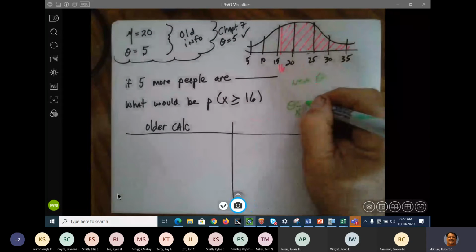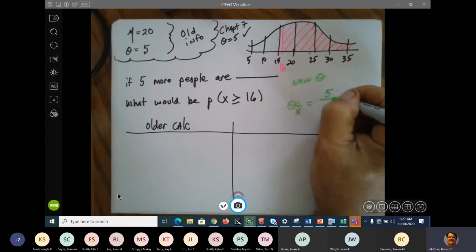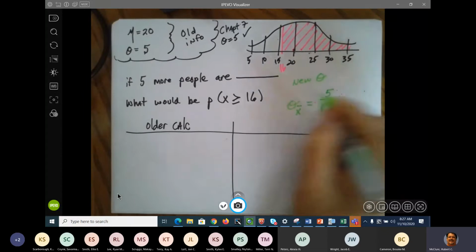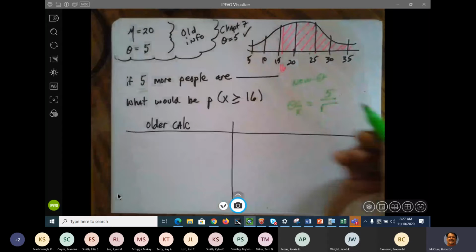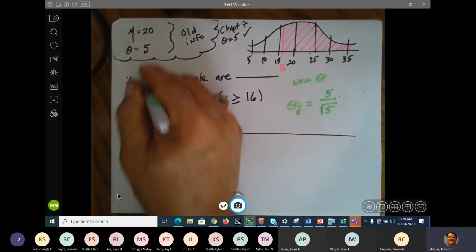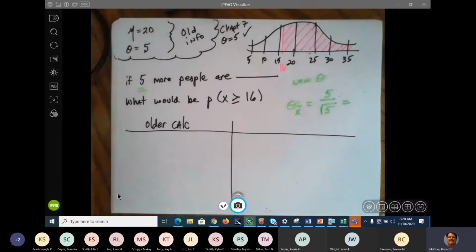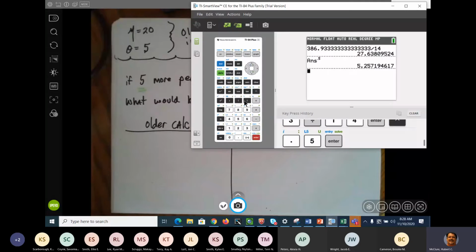And that's going to be equal to your standard deviation over the square root of your new number, which is 5. And I didn't mean that to be the same number. It's not going to be the same number all the time. I don't know why I did that. So I'll just go ahead and do it on the calculator.